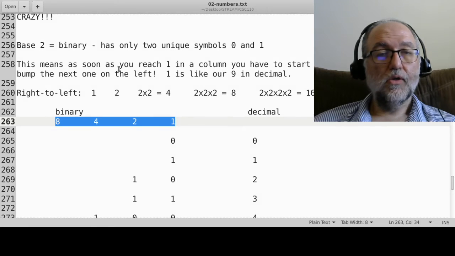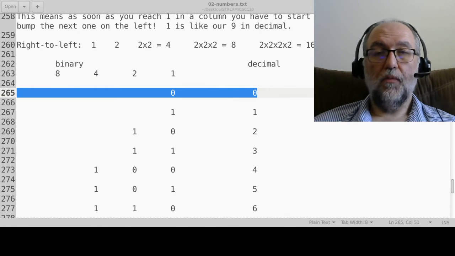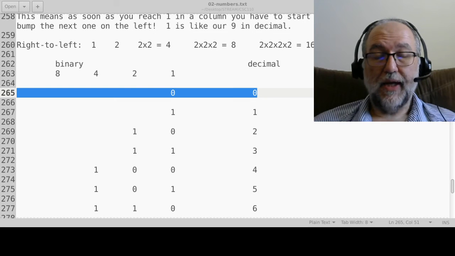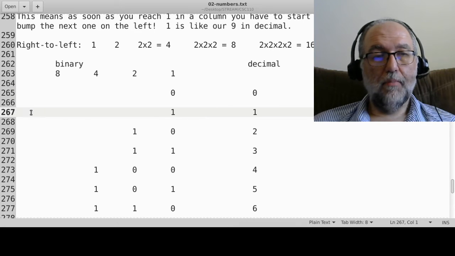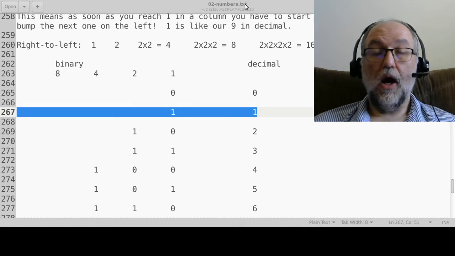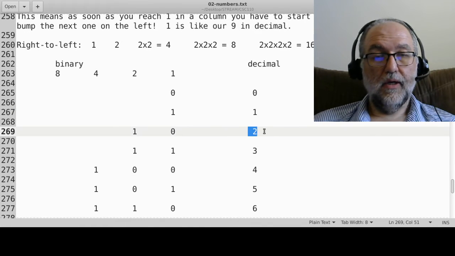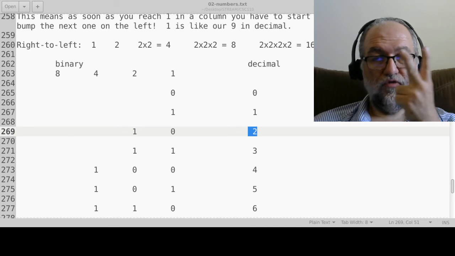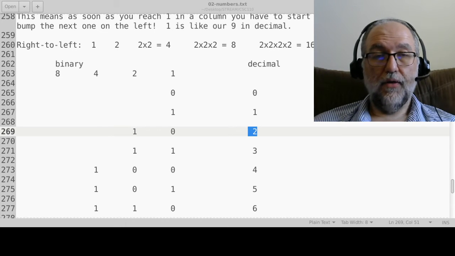Okay, so let's start. The first number in all of these number systems is 0. 0 binary is 0 decimal. It just means nothing. The next number is 1. All right, so there it is. And 1 binary and 1 decimal are the same. Now the next number in decimal is given the symbol 2. Like 2 fingers like that. But that's not how you write 2 in binary.